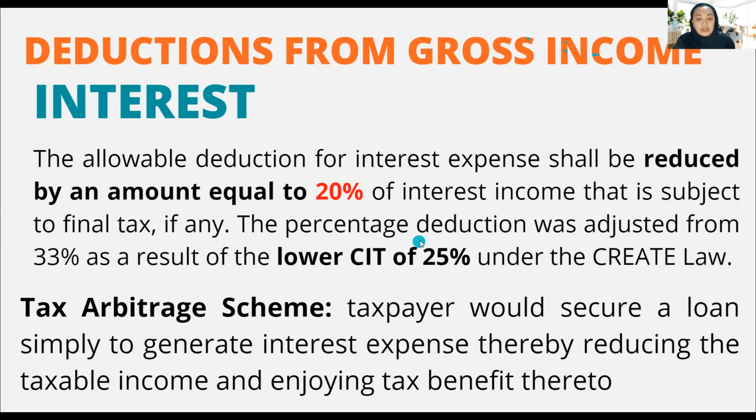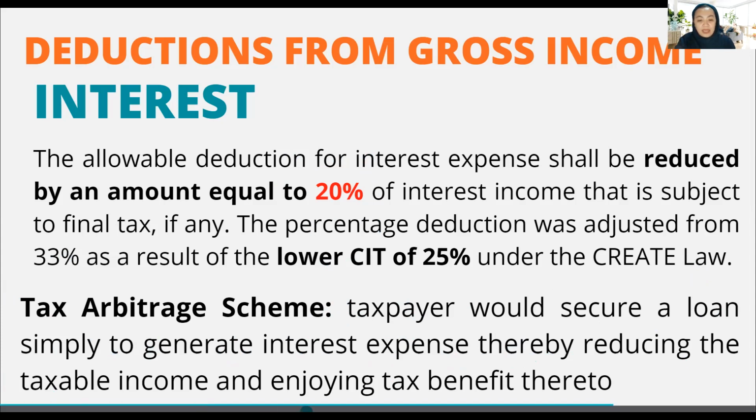Okay, the percentage deduction was adjusted from the previous 33% as a result of the lower CIT of 25% under the CREATE law. So this is what we call the tax arbitrage scheme, because it's so easy to kite your resources. In this tax arbitrage scheme, the taxpayer would secure a loan simply to generate interest expense, thereby reducing the taxable income and enjoying tax benefit there too.